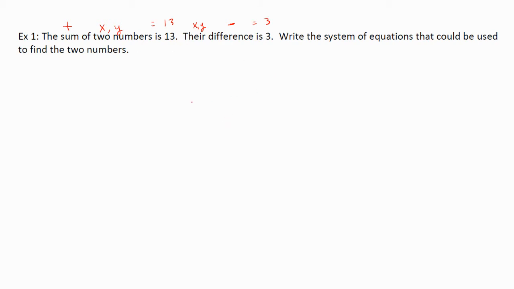So once you translate the symbols, you've got to make them make sense. So the sum of X and Y would be written as X plus Y, and that equaled 13. And then the difference of X and Y is going to be X minus Y, and that's going to equal 3, and that takes care of writing your system of equations.